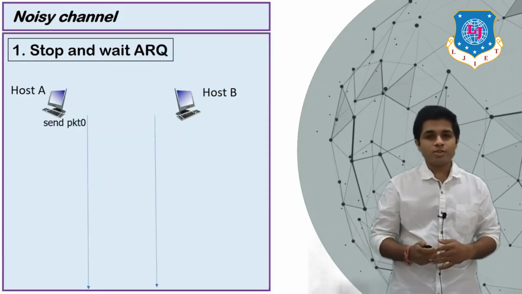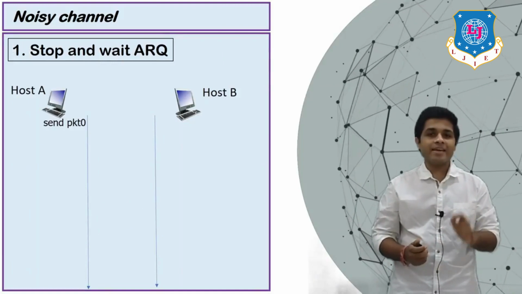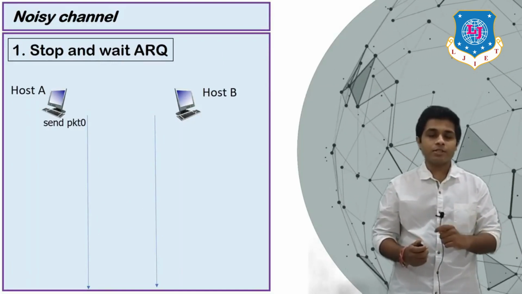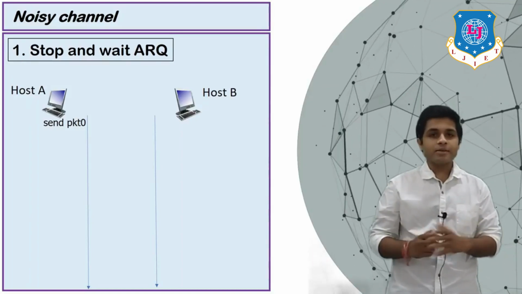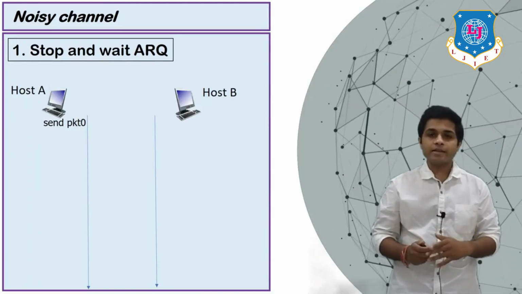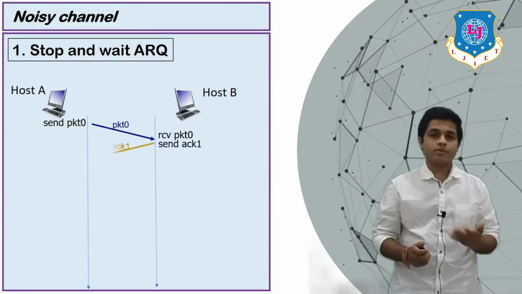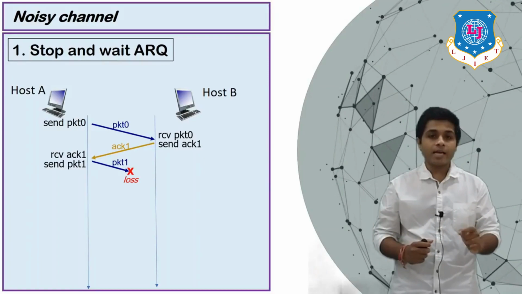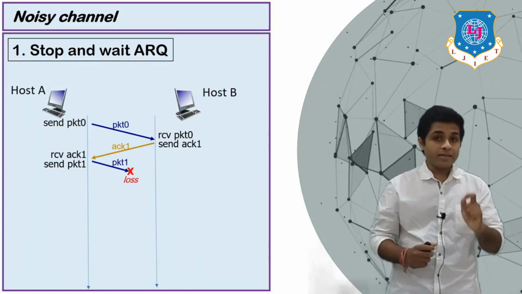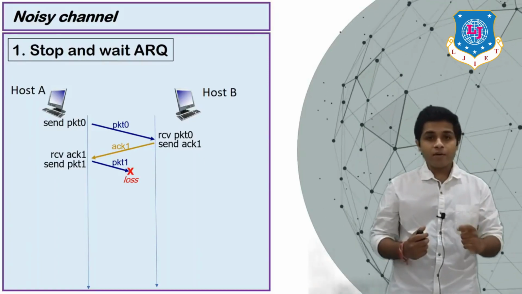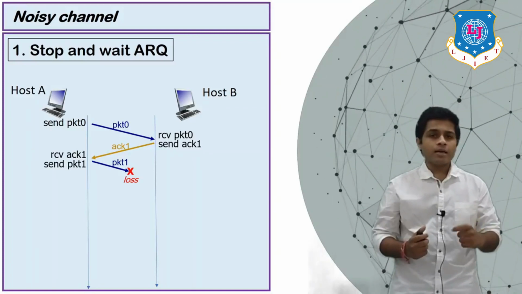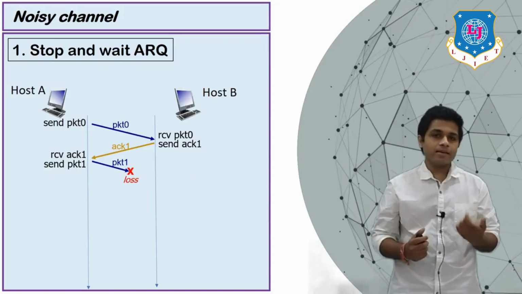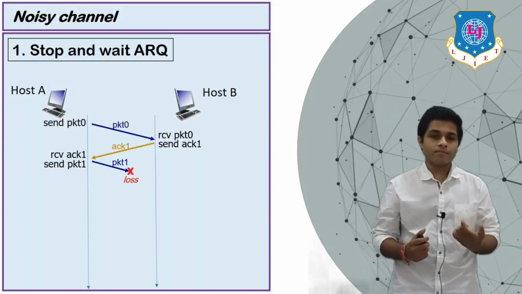This problem is solved in the stop and wait ARQ. ARQ stands for automatic repeat request. So we are taking the same example that A has sent the packet 0 and B has received the packet 0. After receiving the packet 0, B has sent the acknowledgement, and the acknowledgement is ACK1. From the ACK1, A will know that okay, packet 1 is received successfully. Now B is expecting the packet 1.